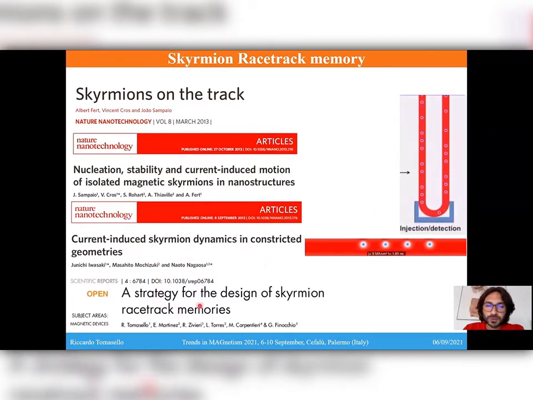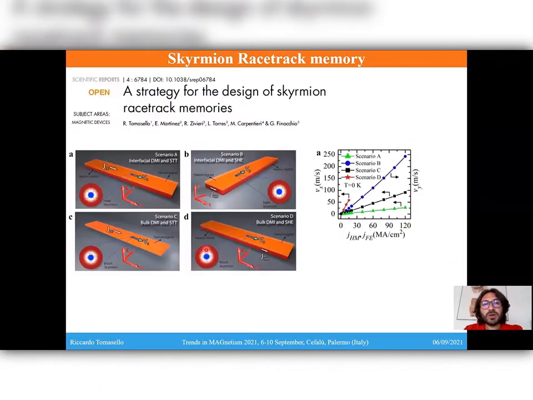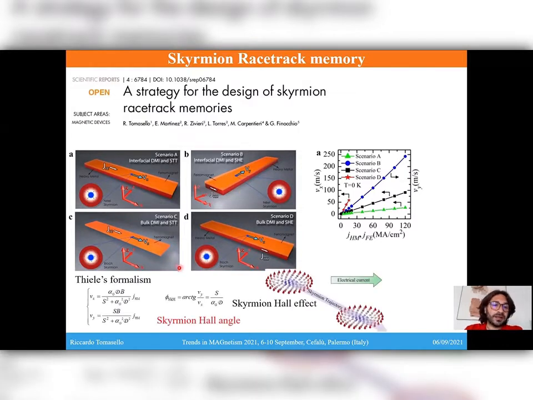And we gave our contribution to this field a few years ago, where we studied the different scenarios where we can build a racetrack memory based on the type of Skyrmion and on the motion source. And also we developed an analytical formalism based on the LLG equation, where we can see that the Skyrmion motion is not straight along the electrical current, but there is a phenomenon called Skyrmion Hall effect, where the Skyrmion moves with a finite in-plane angle, which is called Skyrmion Hall angle.